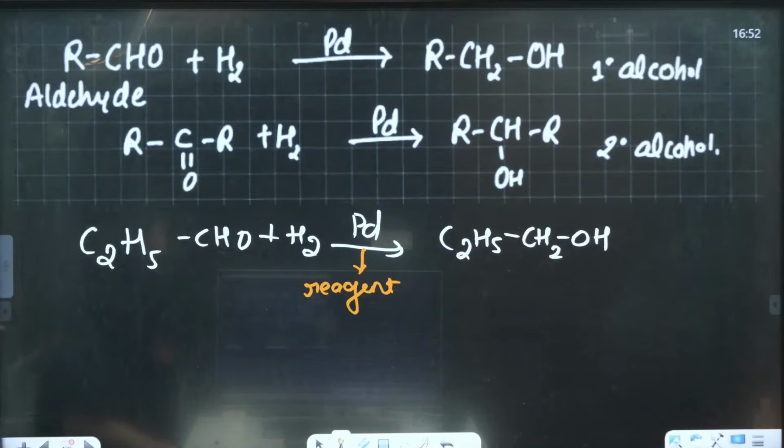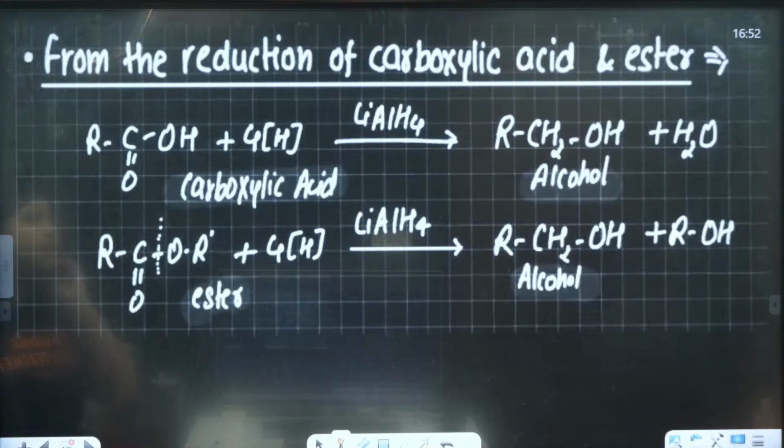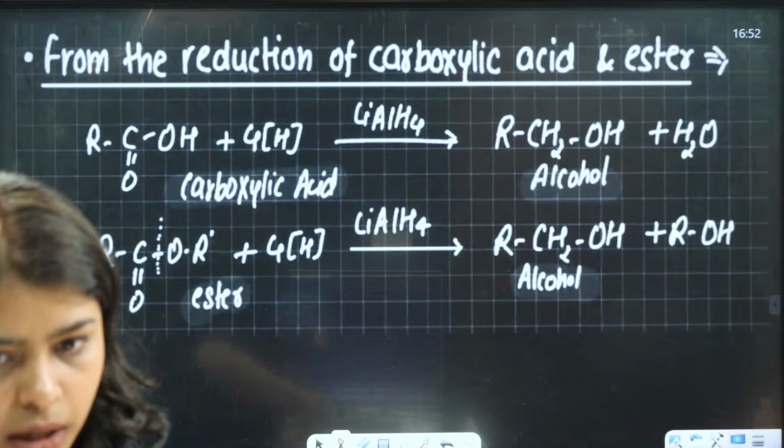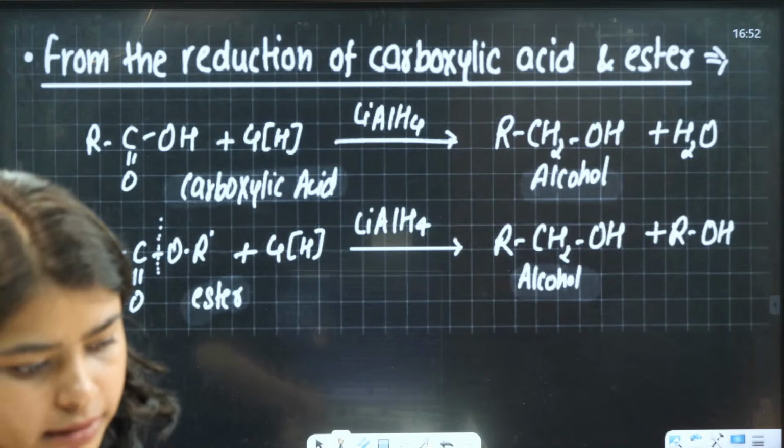Okay, next comes the preparation of alcohols from the reduction of carboxylic acids and esters. How is it done with the help of carboxylic acids and esters? Clear?